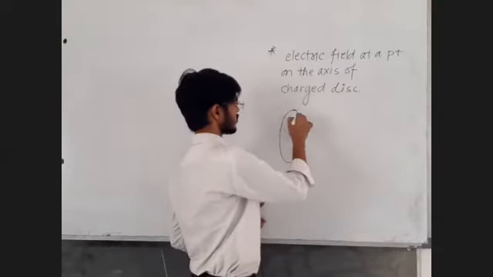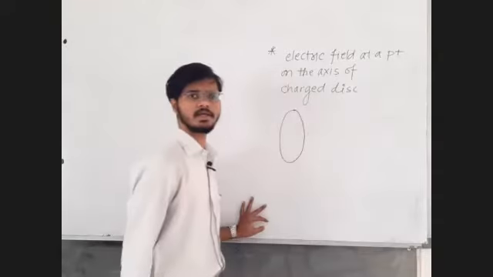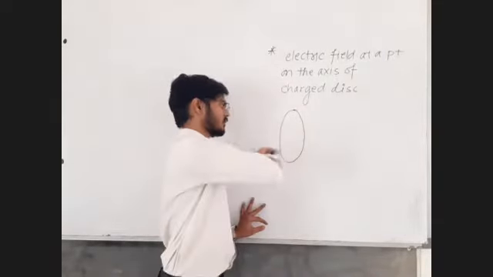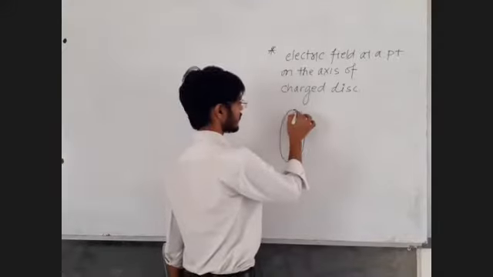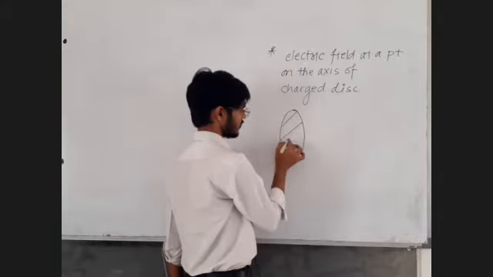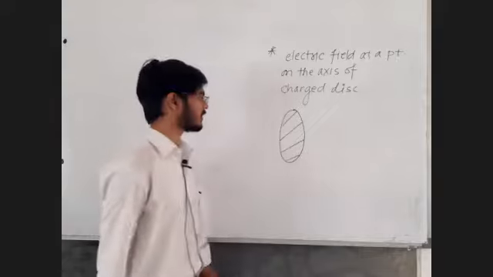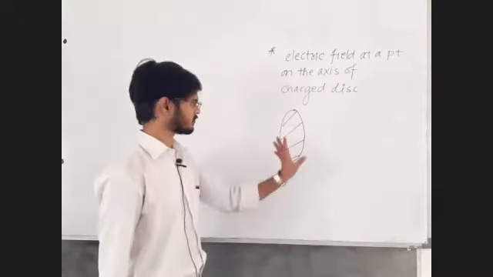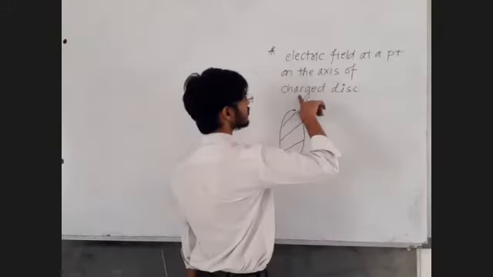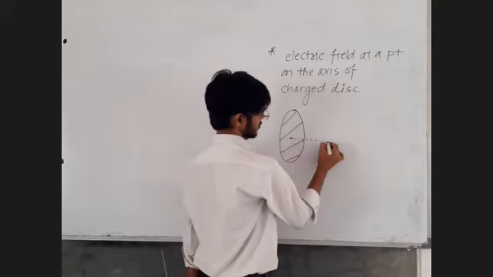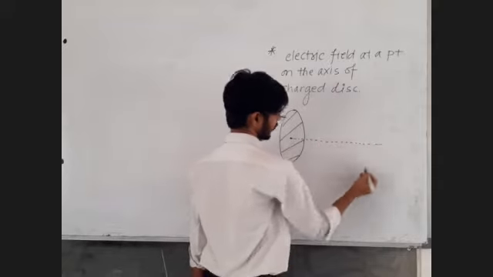Sir, a disk is a circle, but you have drawn an ellipse. What does that mean? It means half the disk is out of the plane and half the disk is inside the plane. Let us add some shading, so that we can understand it is not a ring, it is a disk. Sir, the axis of the charged disk passes through the center and is perpendicular to the plane of the disk.